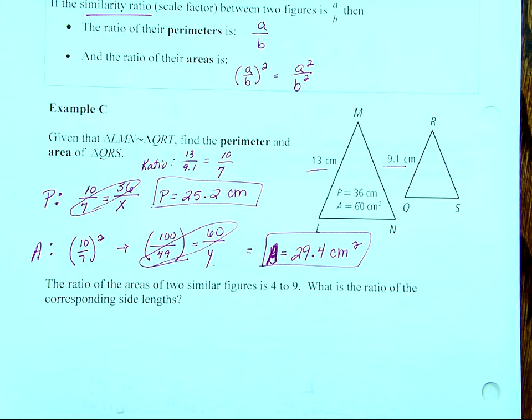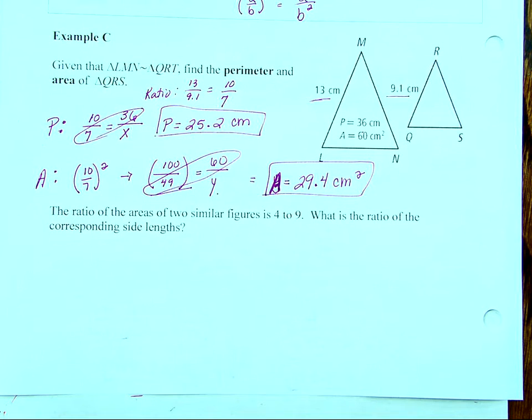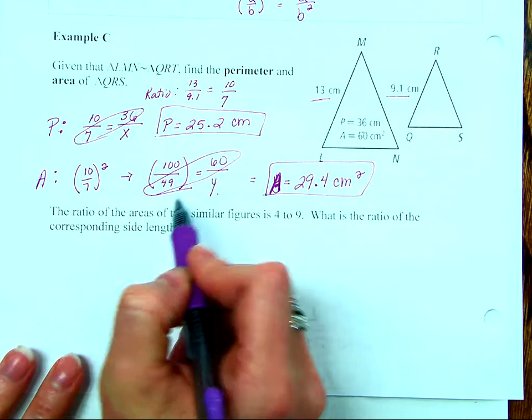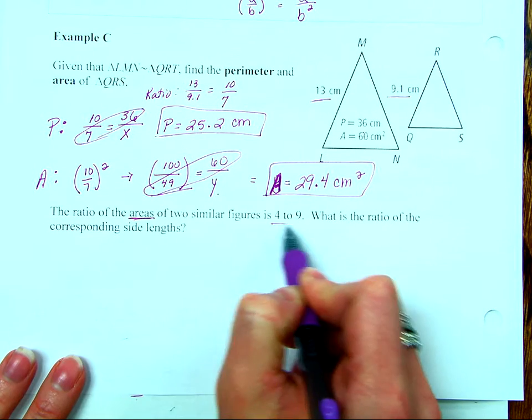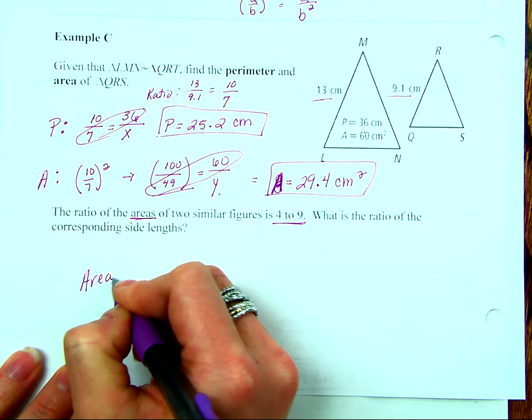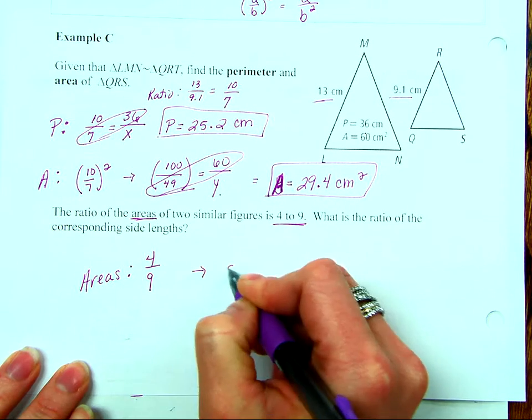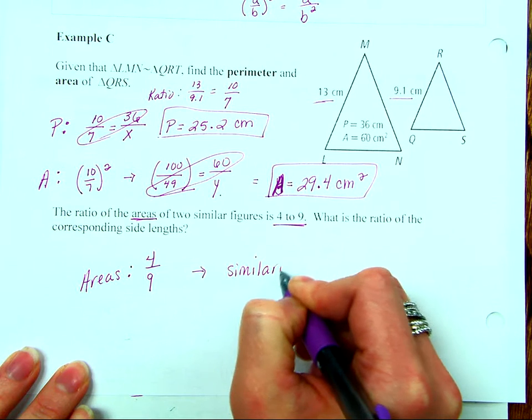So even though I didn't have enough information to calculate it with the formulas, I could set up a proportion to solve. Finally, it says that the ratio of the areas of two similar figures is 4 to 9. What is the ratio of the corresponding side lengths? Okay, my areas have a ratio of 4 to 9. I'm just going to make that known. I'm wondering about the similarity ratio.